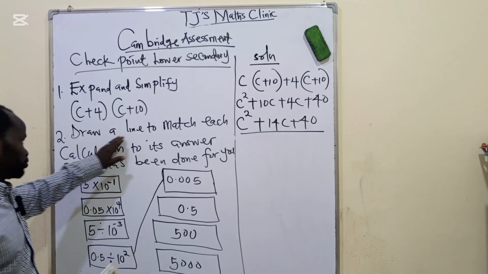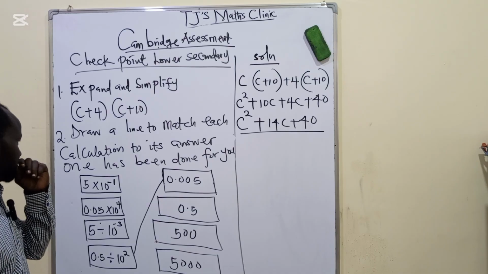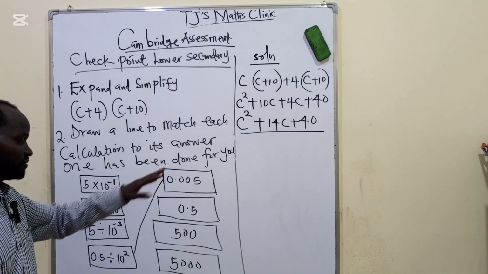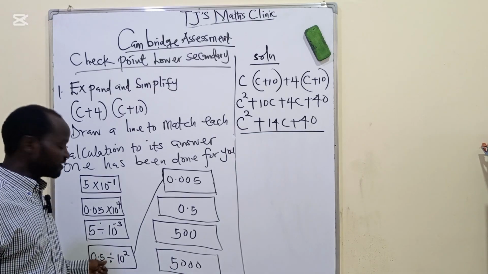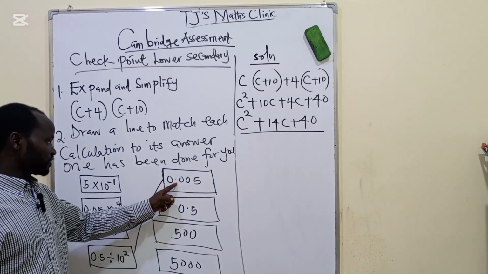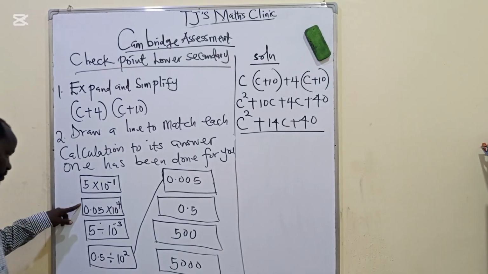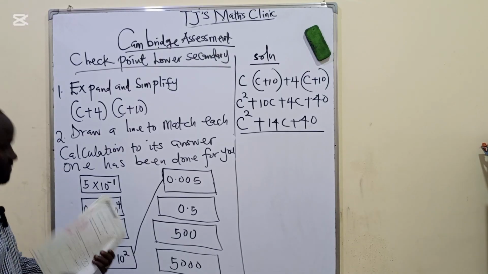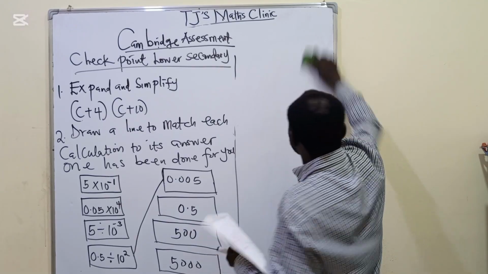Question number 2, we are asked to draw a line to match each calculation to its answer. One has been done for you. It means 0.5 divided by 10 power 2 is the same as 0.05. So we have to do the first one, the second one, and the third one. Very important. Let's move here to analyze that.